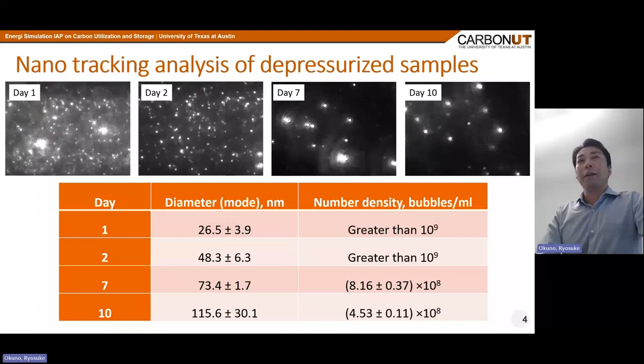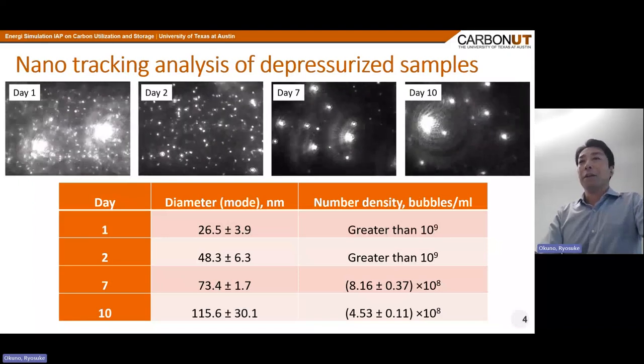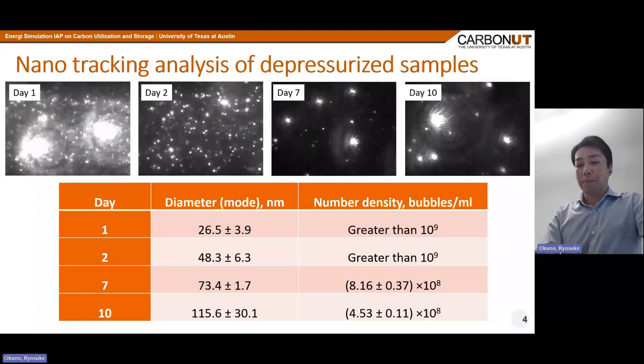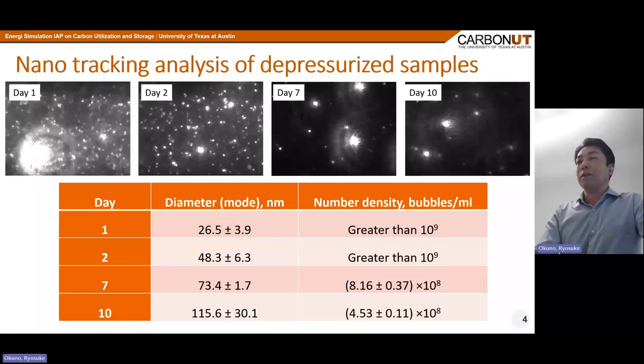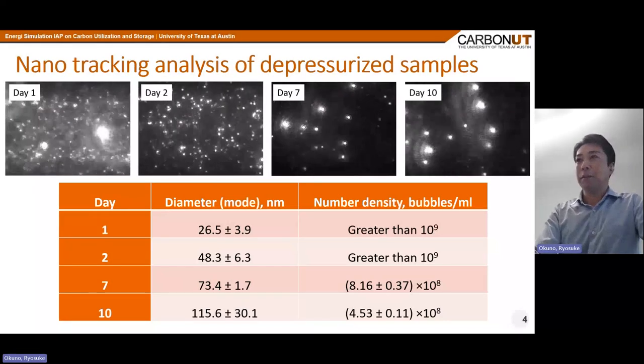And unfortunately, currently there's no nano tracking analysis available for a high-pressure system to directly track the high-pressure nanobubble dispersion.